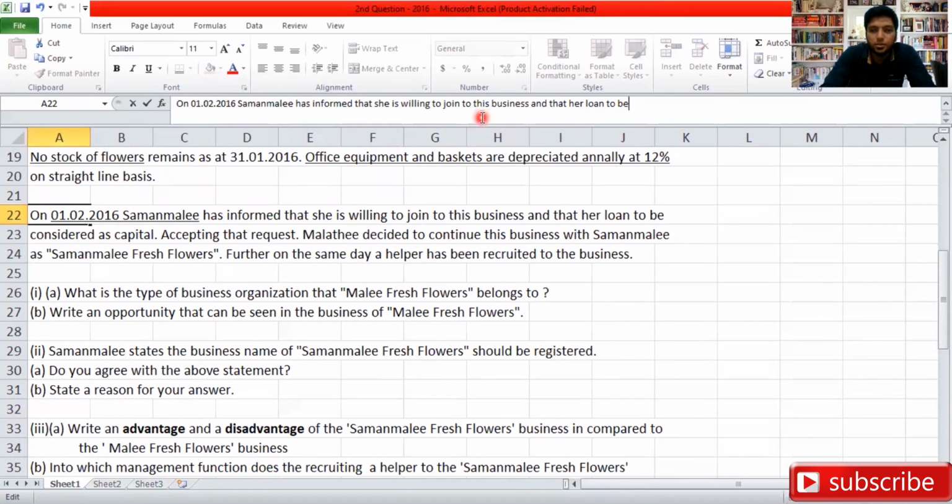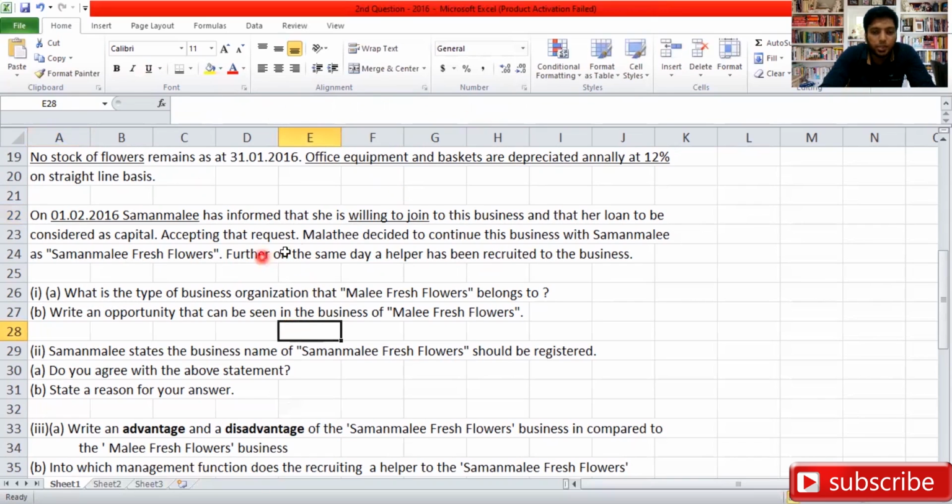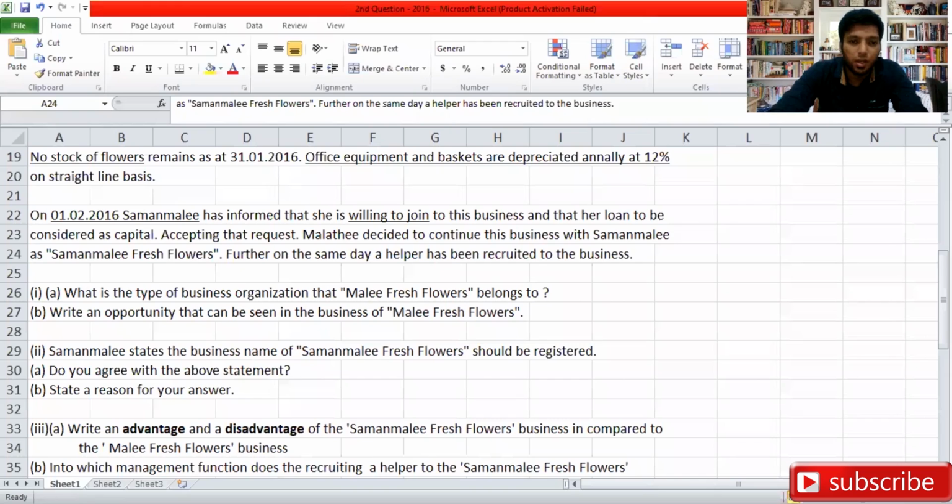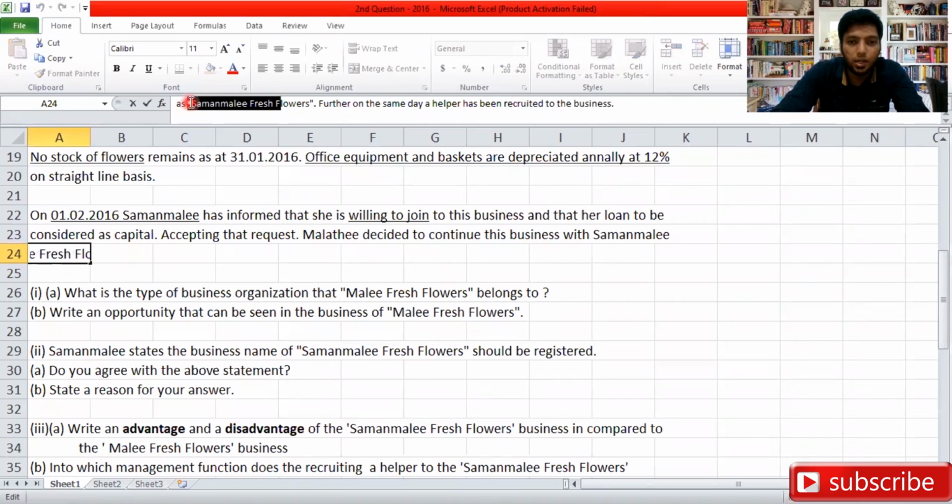Then you can say willing to join. We have underlined that also. Then accepting the request, Malati decided to continue this business with Saman Mali, as they have changed the name to Saman Mali Fresh Flowers. Now the business has converted into a partnership. We can easily find it out. So we can underline that also.